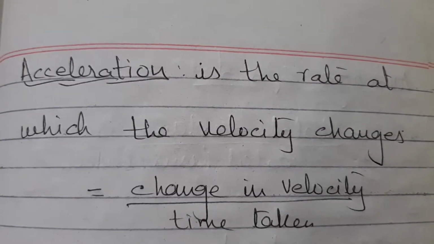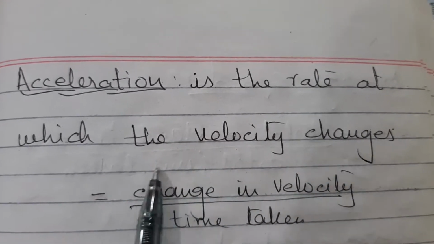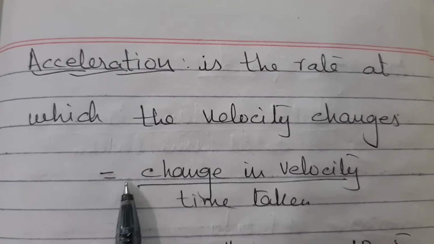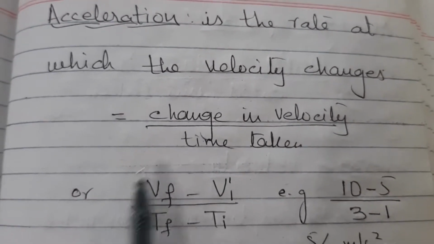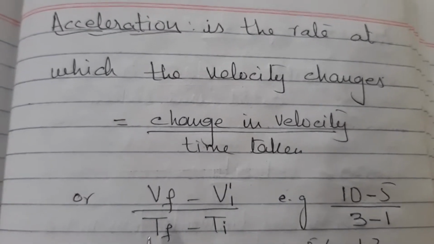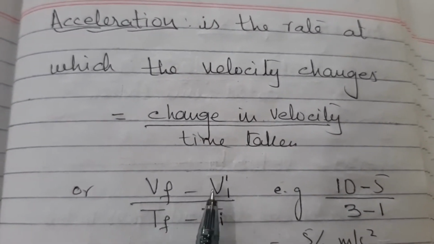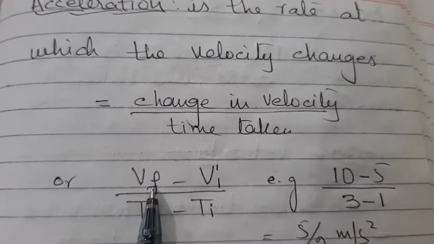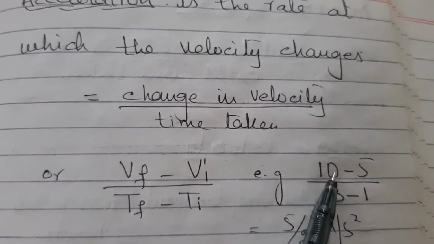Then we need to see what is acceleration. Acceleration is the rate at which the velocity changes, so change in velocity divided by time taken. What do I mean by change in velocity? In a certain time period, what is the initial velocity and what is the final velocity? VF means final velocity. So you subtract the two and you get the difference.